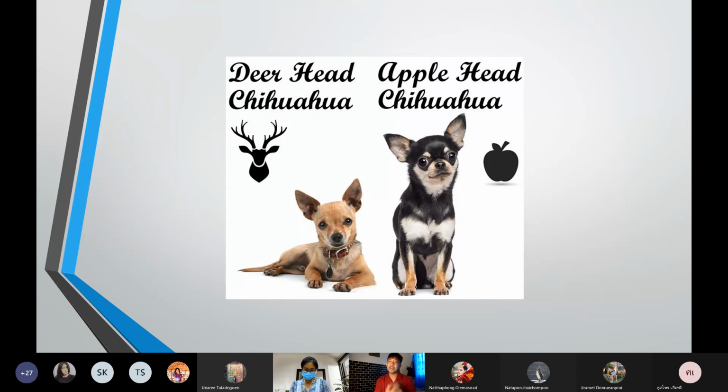Third, I told you about the 6 different colors of a Chihuahua. You could choose any of those. Like if you want the black one, the white one, then you could buy or you could have some colors if you want as a pet Chihuahua. And lastly, I told you about the shape of the head of the Chihuahua. There are just 2. Don't forget the deer and the apple. You know the difference between deer and apple.